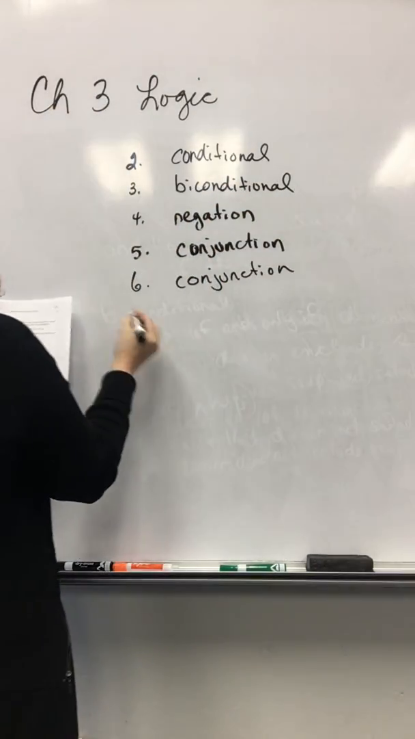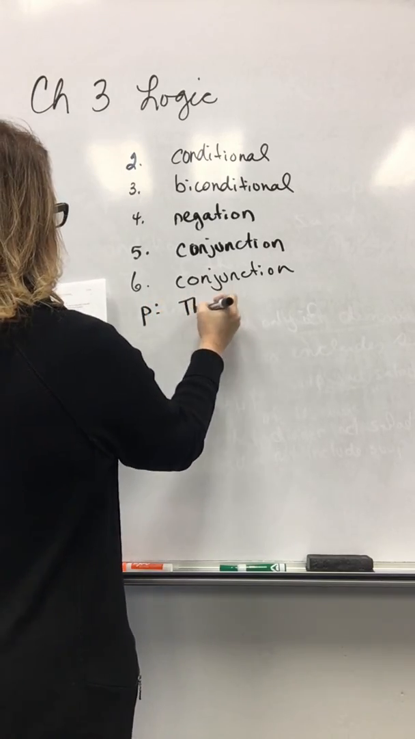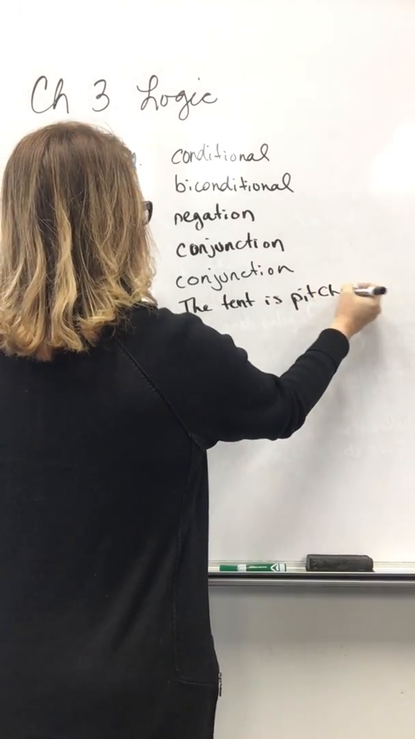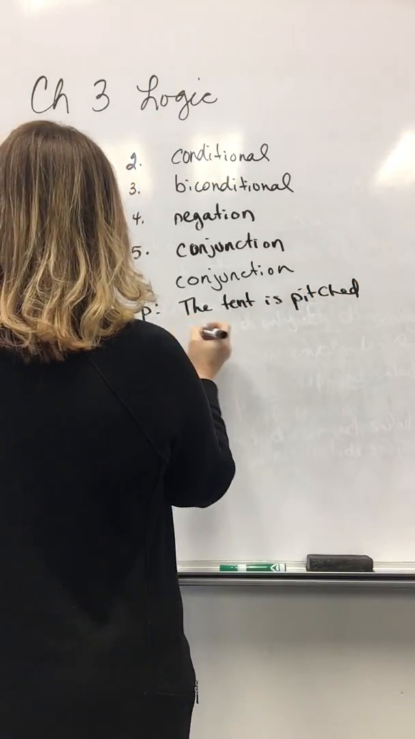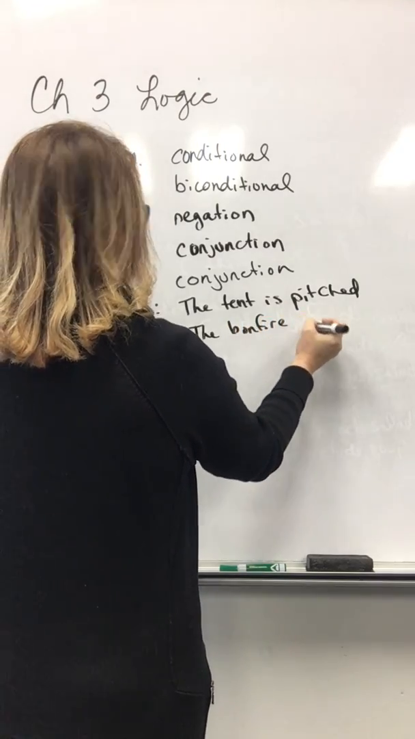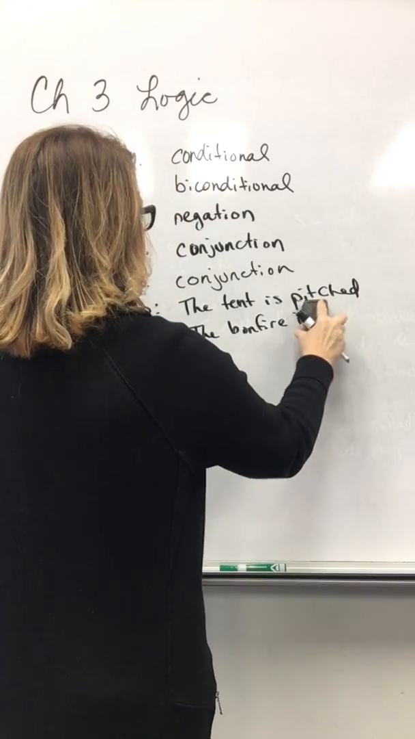Next, we're going to talk about writing symbolically. We've got statement P, the tent is pitched, and statement Q, the bonfire is burning. We're going to use that for our example. The bonfire should say "is burning" if yours has a typo there.